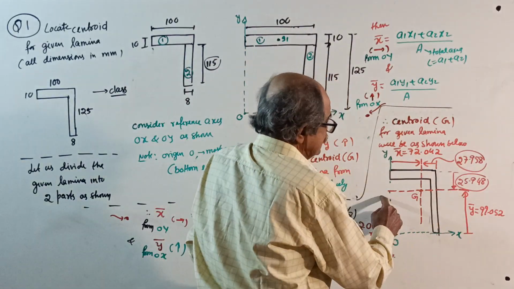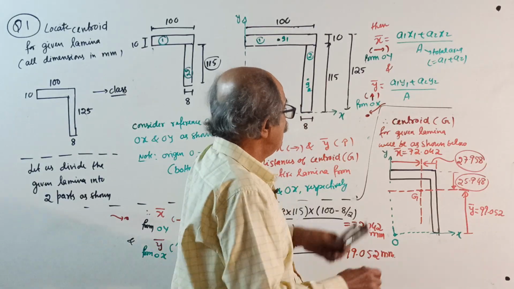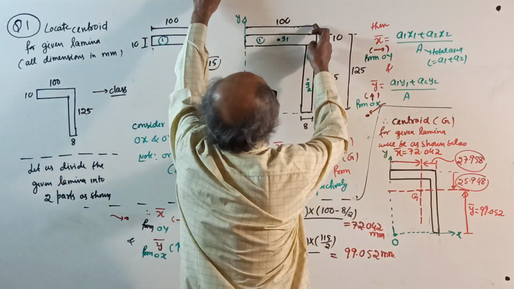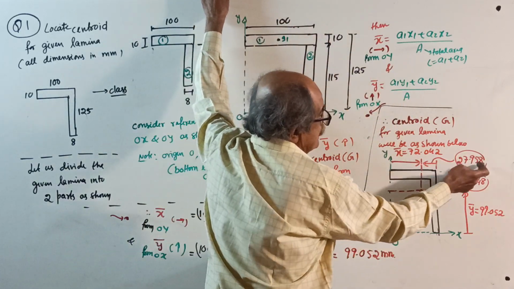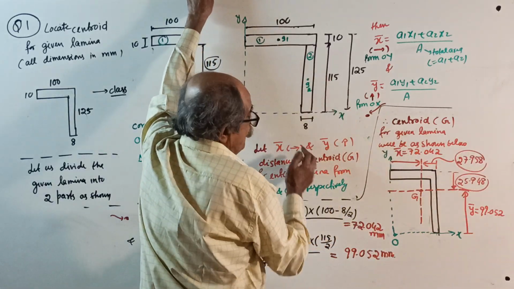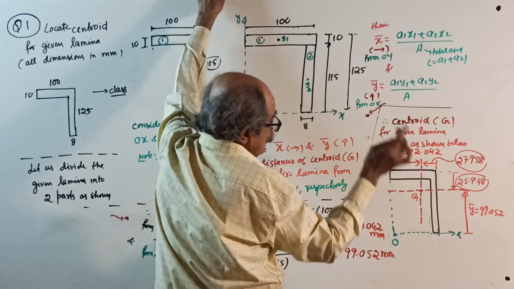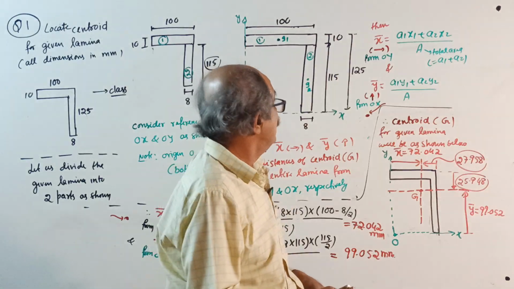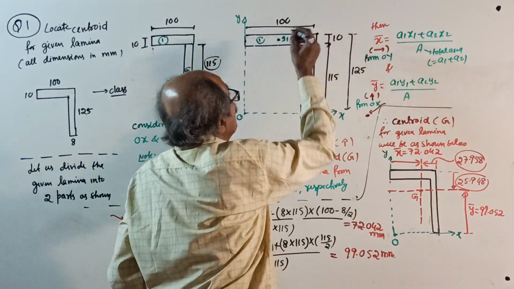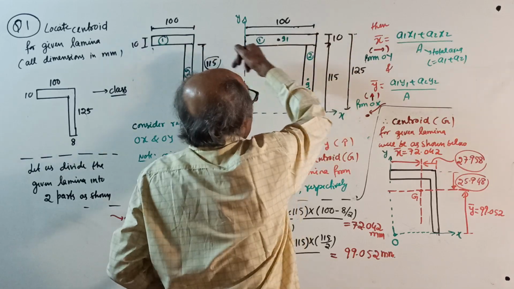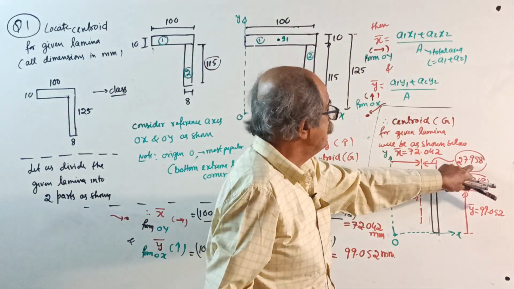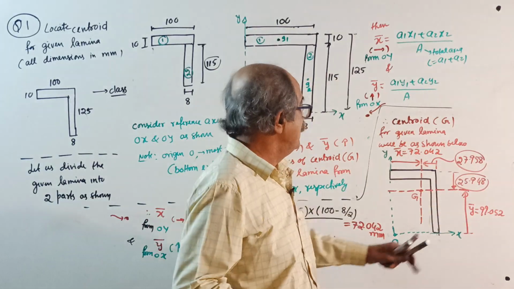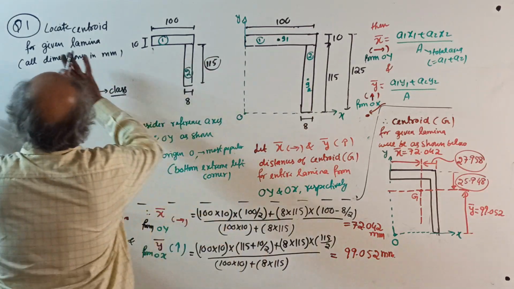Later, this is called XX, YY axis. Now, this is 72.042. Suppose somebody wants this distance. From 100, subtract it, get the distance. Or from total 125, subtract this distance, you get this distance. Now, those who want can take origin here, and take x left side, y down. Your x bar will come 27.958, y bar will come 25.948.